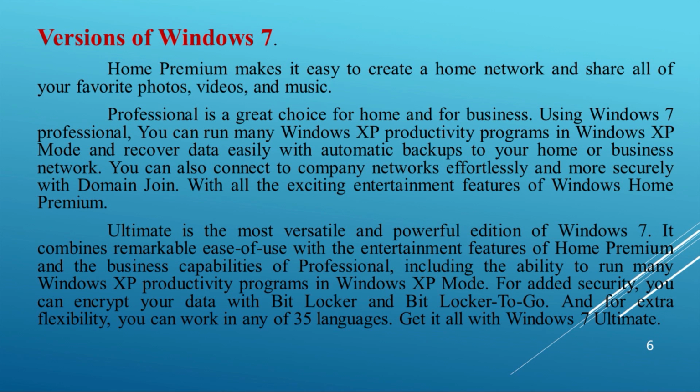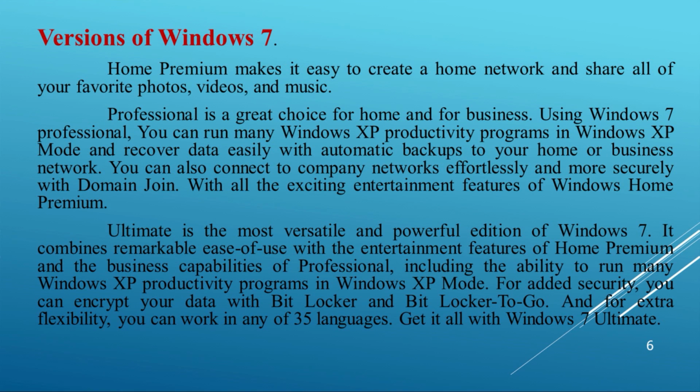Versions of Windows 7. One version of Windows 7 is Professional. Professional is a great choice for home and for business. Using Windows 7 Professional, you can run many Windows XP productivity programs in Windows XP mode and recover data easily with automatic backups to your home or business network. You can also connect to company networks effortlessly and more securely with domain join.